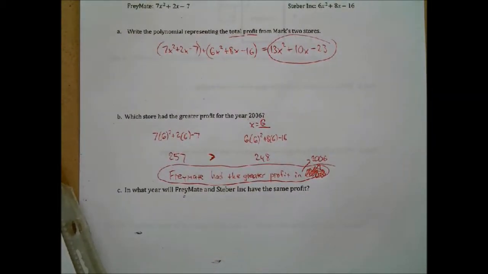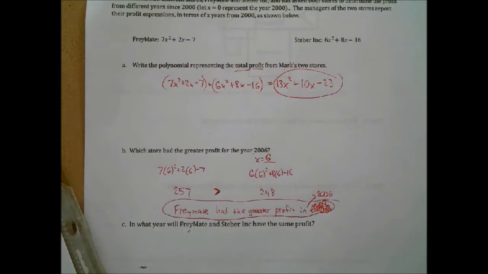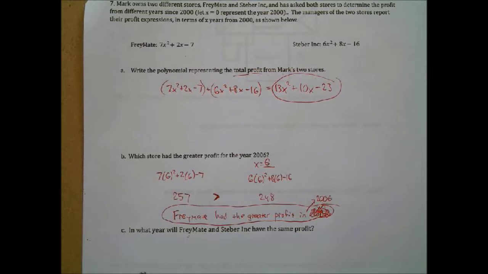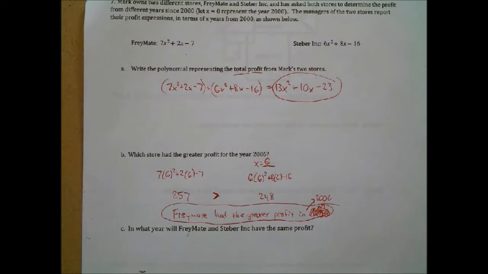In what year will Frymate and Stieber Inc. have the same profit? How do we solve? Oh, Matt, question? Is it later than that, or can it be earlier? It could be any time. Right, any time. How can we then represent having the same profit? How can we express this mathematically? If we want to show when they're going to have the same profit, same is what mathematical idea? Equal. So something's got to be equal here.